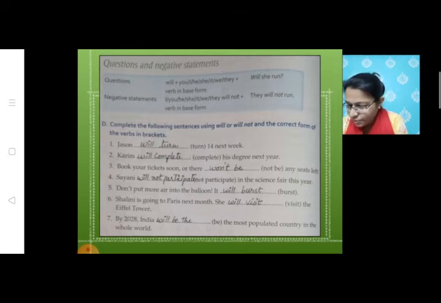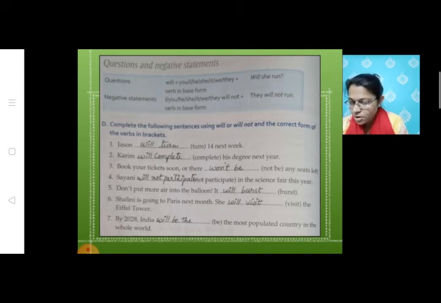Sixth one. Shalini is going to Paris next month. She ___ visit the Eiffel Tower. Here the word visit is the base form, that is the present form of the verb, and we have to use will along with it. Shalini is going to Paris next month. She will visit the Eiffel Tower.